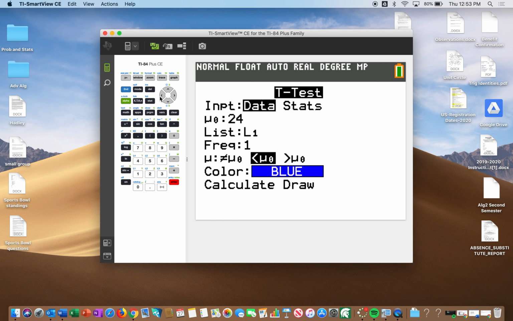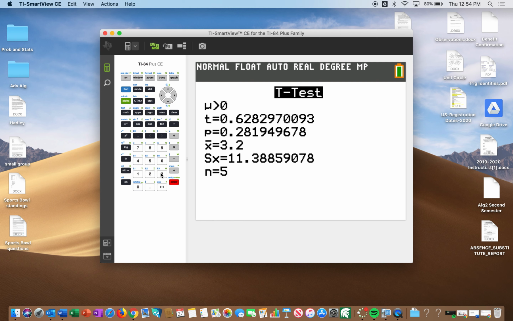It's going to come up and ask us what our mu was. So it was 0. All right, we're using L3, so I'm going to go second L3. I'm going to come down here. Our Ha was greater than 0, sorry. So I'm going to go to Calculate, hit Calculate, and it comes up with the exact same values I got on StatCrunch, which is exactly what I needed.